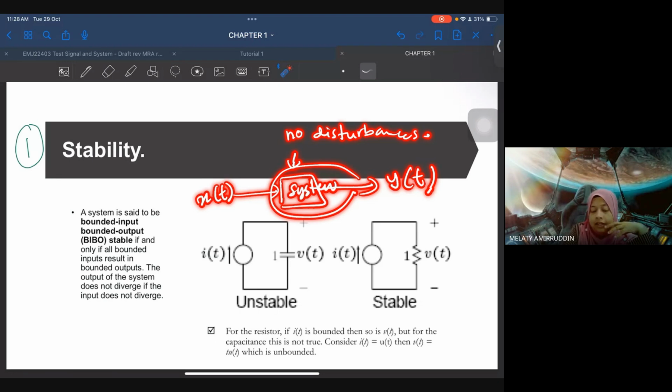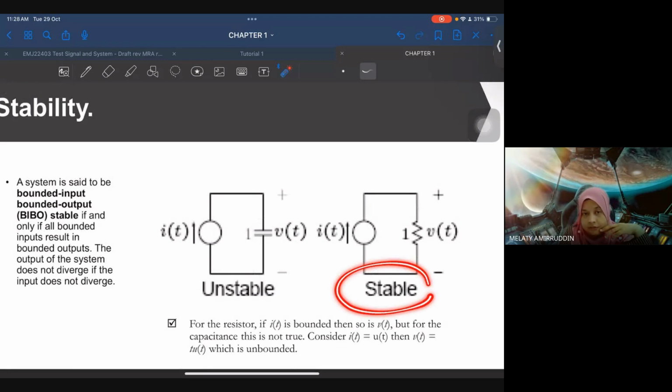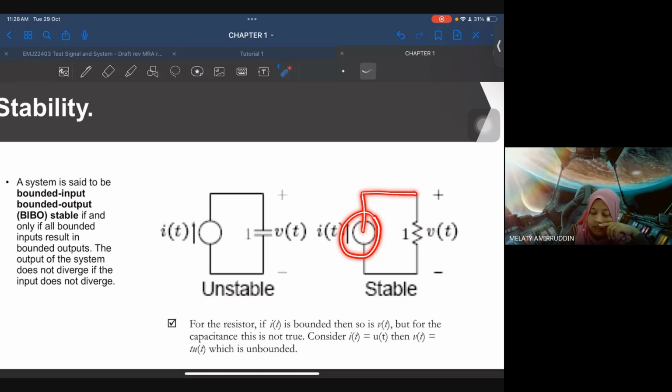Okay, so stability means it is bounded input, bounded output. For example, we go to the stable system first. Like this one, voltage. This is just for example. Voltage input goes to voltage output at 1 ohm. So the voltage from the input will come out at the output. So V input is equal to V output.